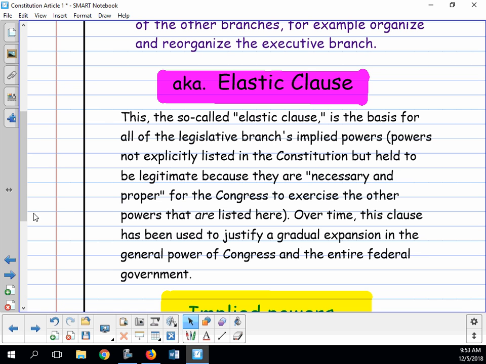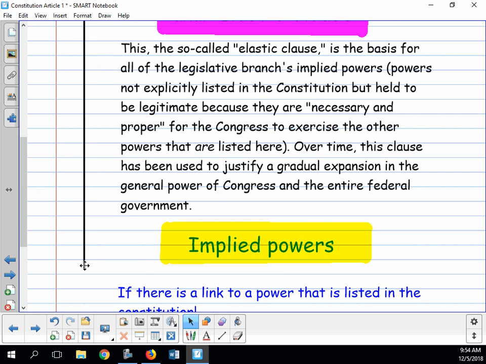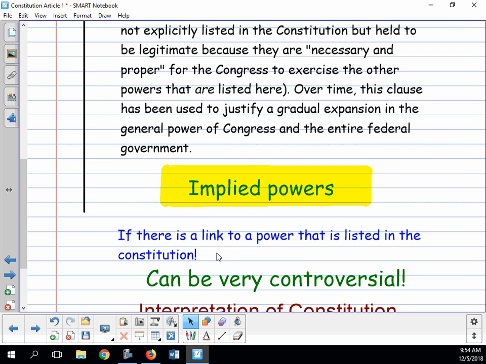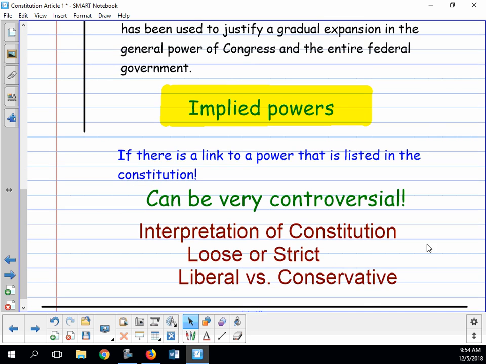Over time, this clause has been used to justify a gradual expansion of general powers of Congress and the entire federal government. What it's done is allow flexibility so that as the country grows, the Congress can grow with it, can legislate according to its growth. So again, this is an implied power. And I already said that there has to be a link to one of the 17 powers that we talked about previously.